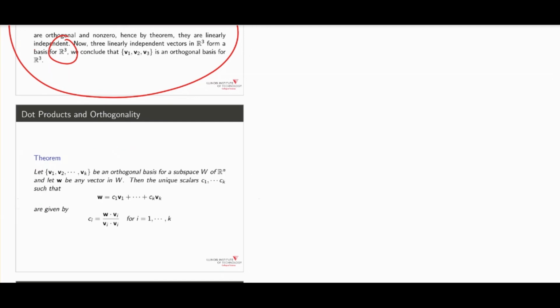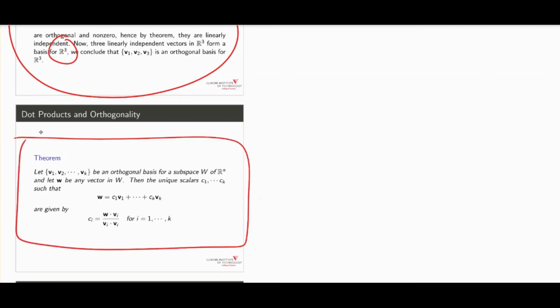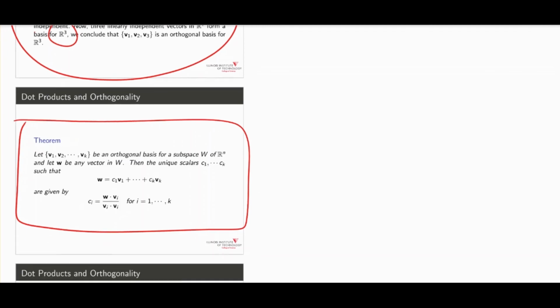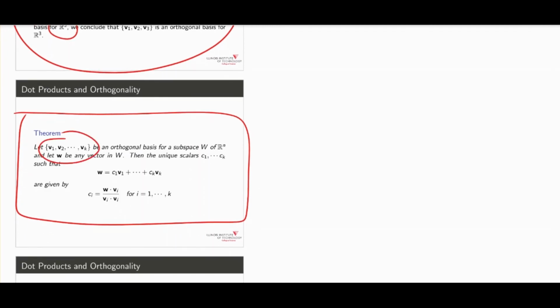All right. Now, remember that last time, if you have a basis, all these components here are going to be unique. All these scalars are going to be unique. These scalars are actually known as the coordinates. Computing the coordinates could be a little bit tricky, but if your vectors here form an orthogonal basis, all these coefficients are very easy to compute. In fact, they are given by these formulas.